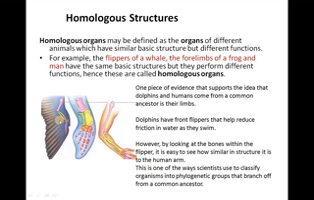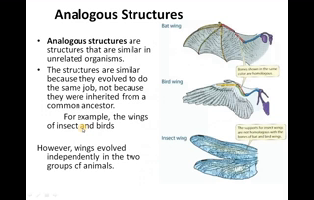You can see here the bird wing, the flipper of whale and the human hand. They perform different functions. This one is for flying, this is for swimming, and this is for holding or something like that. And structurally they are very, very similar.